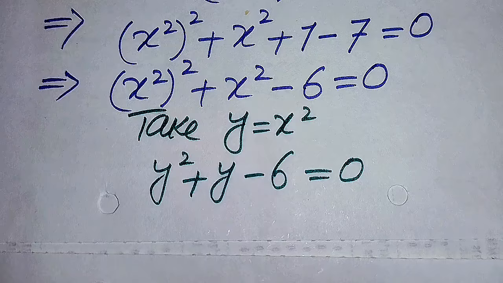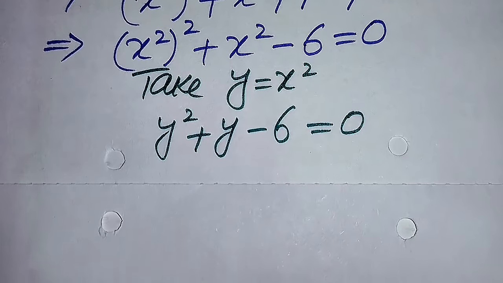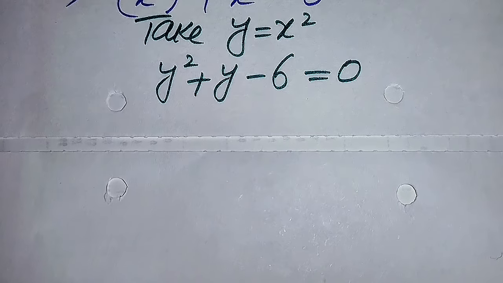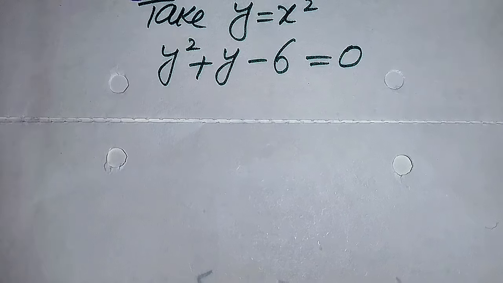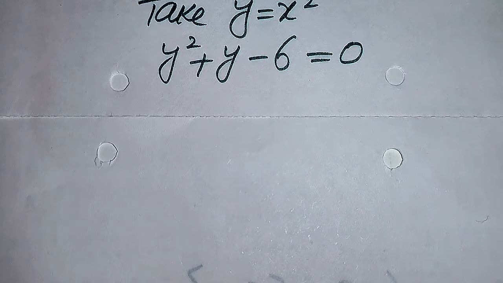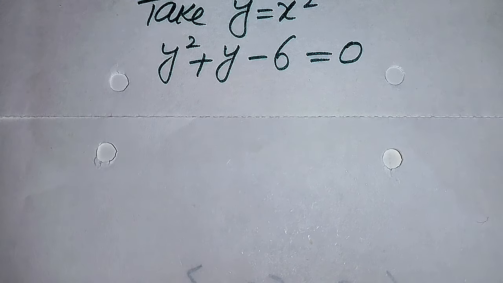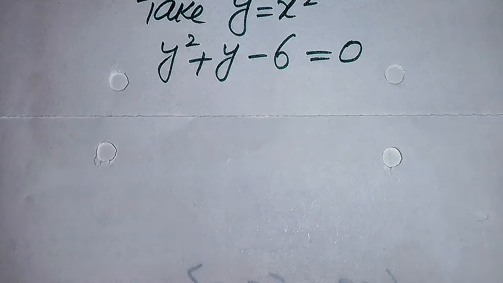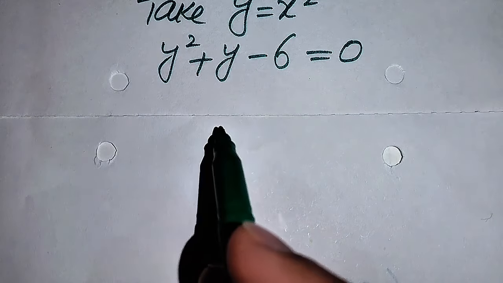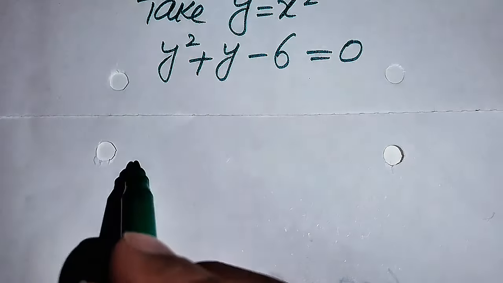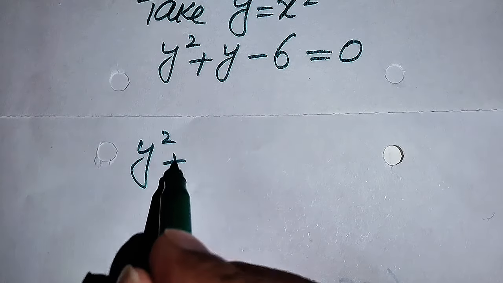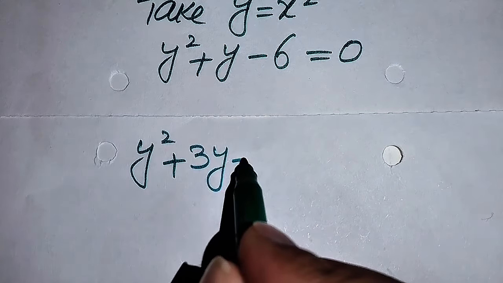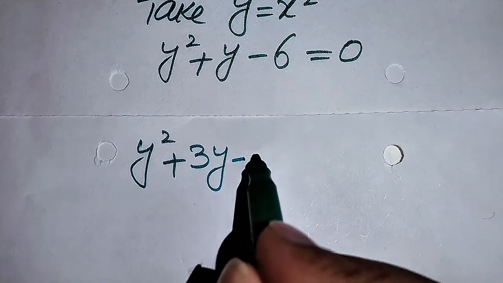Here you know that there are three methods to solve the quadratic equation. The first method is the factorization method, the second one is the completing square method, and the third one is applying the quadratic formula. Here we factorize this quadratic equation, and we easily make the factors by breaking its middle term. When you break its middle term, it is written as y square plus 3y minus 2y minus 6 is equal to 0.